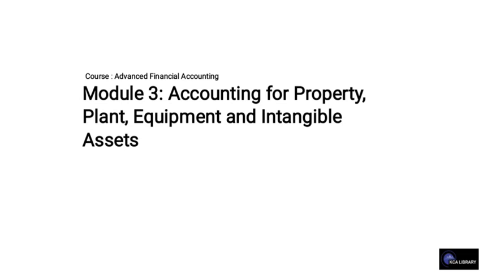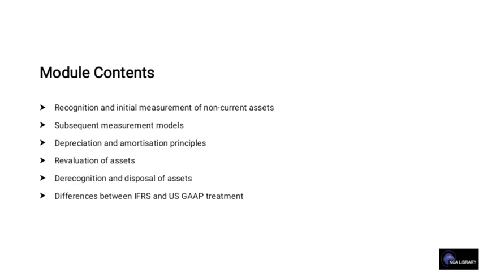Today we will look into accounting for property, plant, equipment and intangible assets, accounting for PPE and intangible assets. We will look at the recognition and initial measurement of non-current assets, subsequent measurement model, depreciation and amortization principle, revaluation of assets, the recognition and disposal of assets, and lastly, the difference between IFRS and US GAAP treatment as it pertains to PPE.